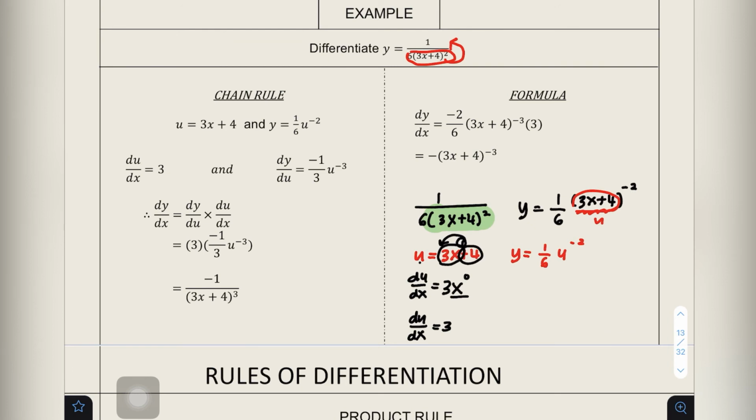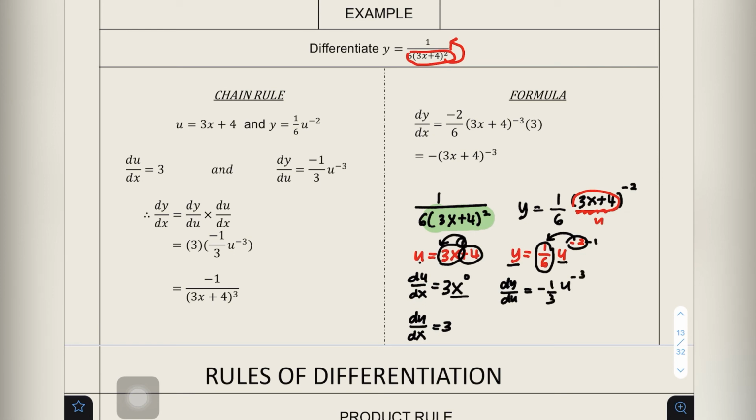Okay, and now you want to differentiate your y, but your y is in terms of u. So you will not get dy/dx, but you will get dy/du. We are differentiating y with respect to u. So use the two-step technique. Negative 2 you bring in front and multiply by the coefficient, which is 1 over 6. So negative 2 multiplied by 1 over 6, you will get negative 1 over 3 u. The power here, u minus 1, so you will get the power negative 3.